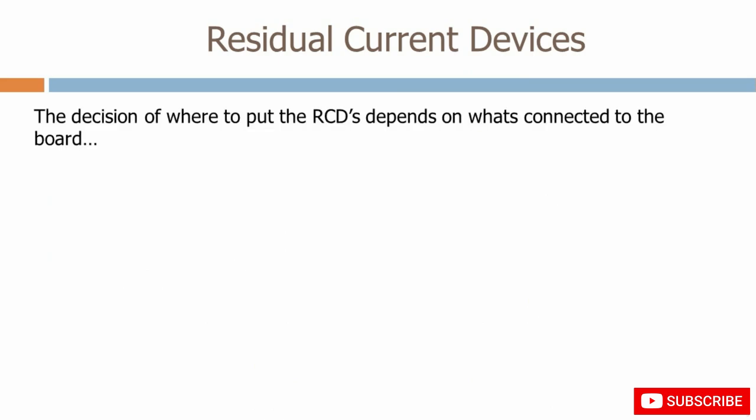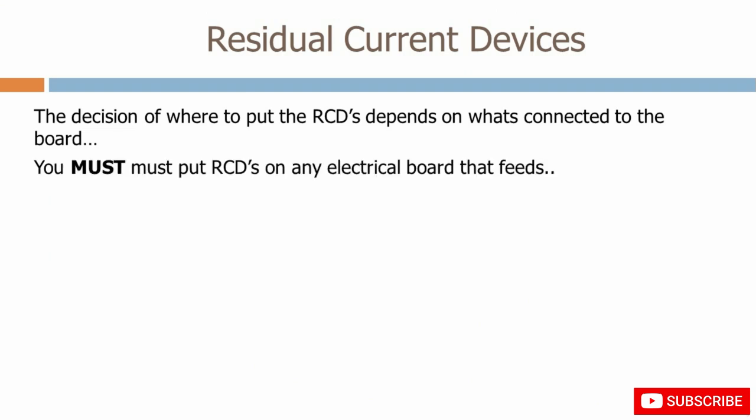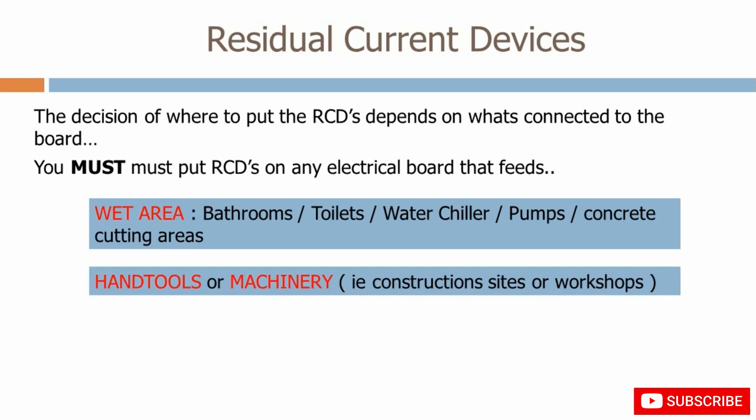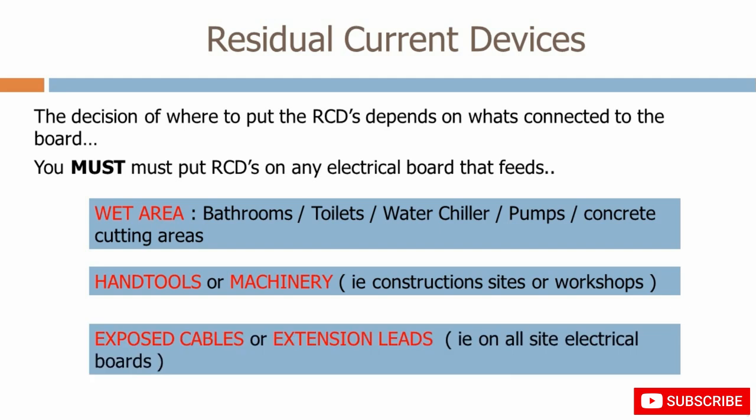The decision of where to put the RCDs depends on what's connected to the board. You must put RCDs on any electrical board that feeds a wet area. This includes bathrooms, toilets, water chillers, pumps, and wet concrete cutting areas. Hand tools or machinery, i.e. construction sites or workshops. Exposed cables or extension leads, i.e. on all site electrical boards.